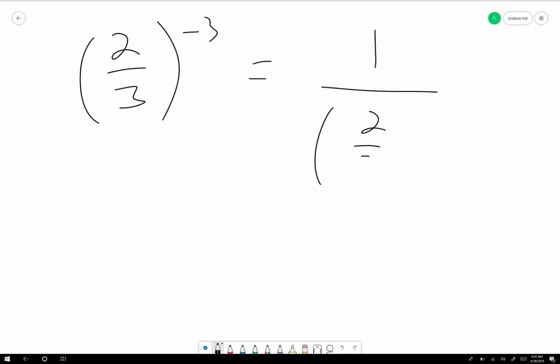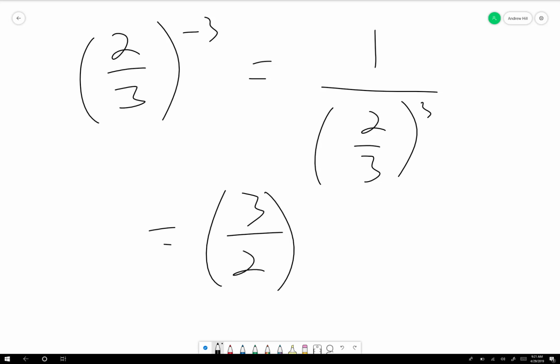So what would happen if I had, say, something like 2/3 to the negative 3? Well, this actually means 1 over 2/3 cubed. Now that looks kind of difficult to interpret, so one thing that we could do instead is just take the reciprocal of the fraction being raised to the power. So I could think of that instead as 3/2 cubed.